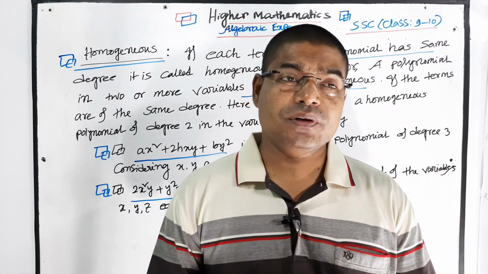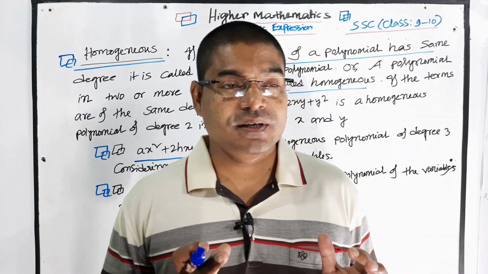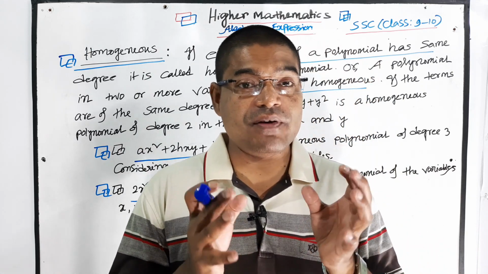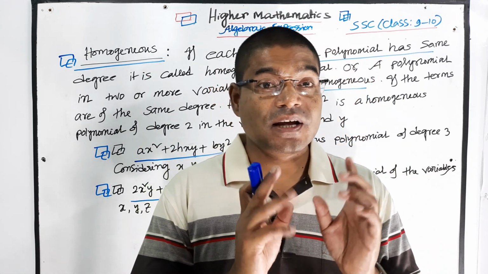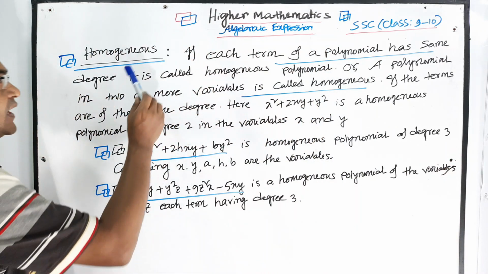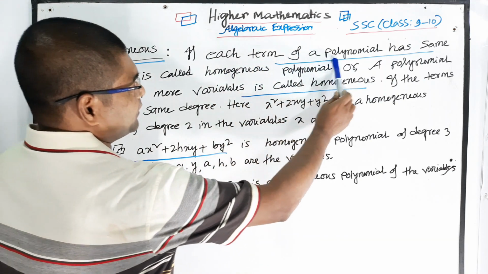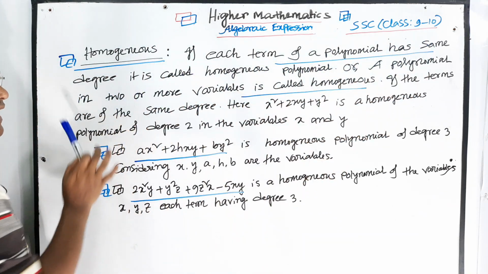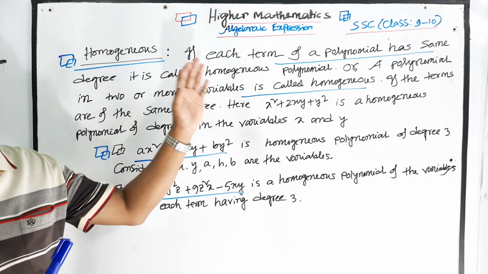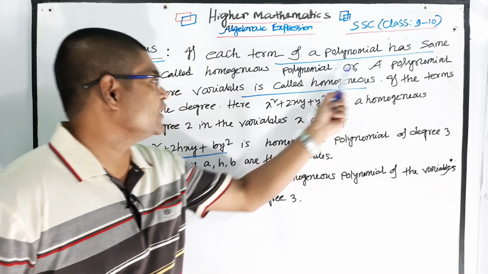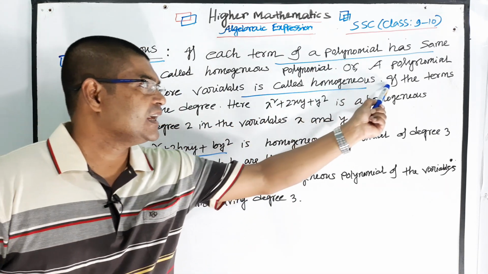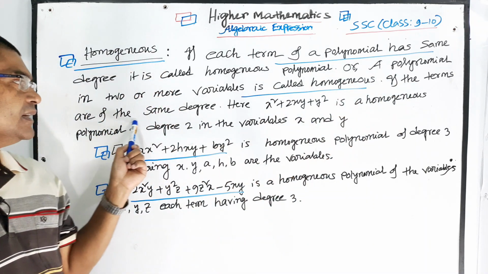So now we have to know the definition of homogeneous. What is homogeneous? You have to think that in each term you have to calculate the degree. So you can see, if each term of a polynomial has the same degree, it is called a homogeneous polynomial. Or a polynomial in two or more variables is called homogeneous if the terms are of the same degree.